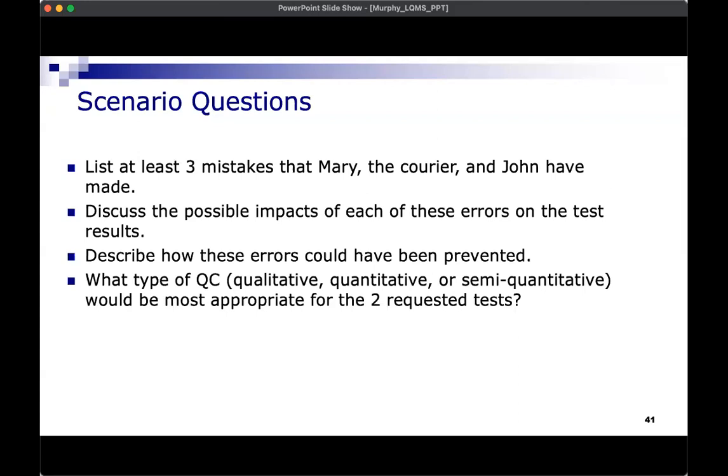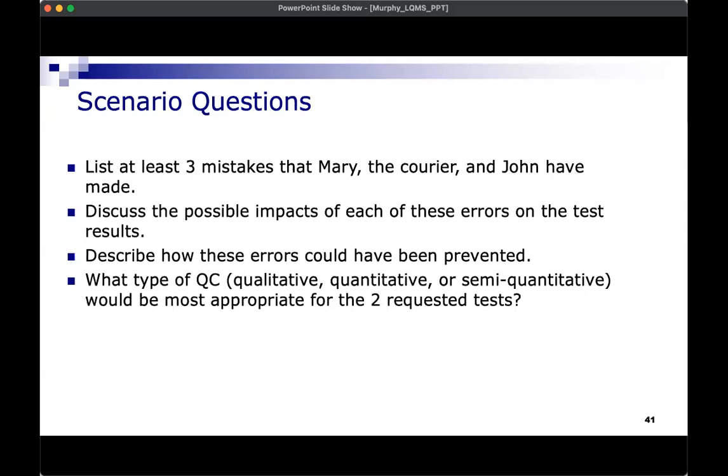The improperly transported sample, depending on the temperature that it was kept at, or how long it took to get to the lab, or if it was a particularly bumpy ride, maybe it could have gotten hemolyzed. So all of these things can definitely impact tests that are performed.